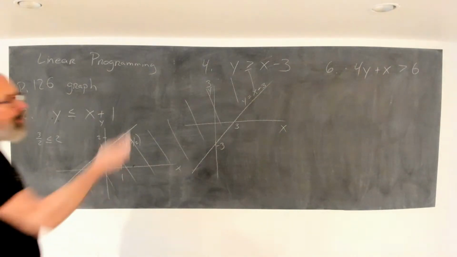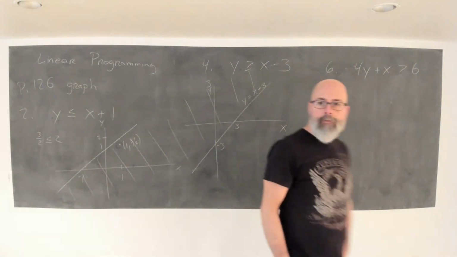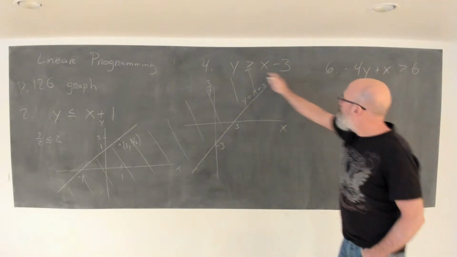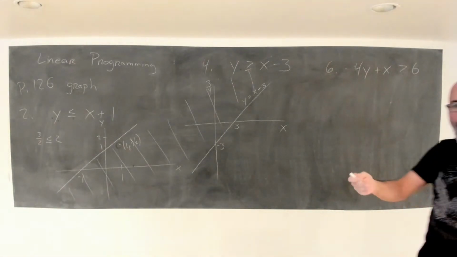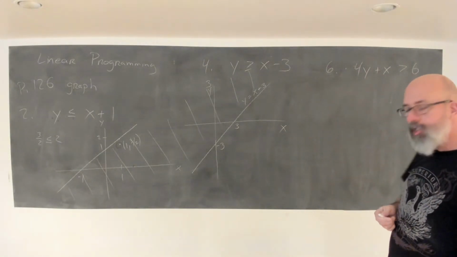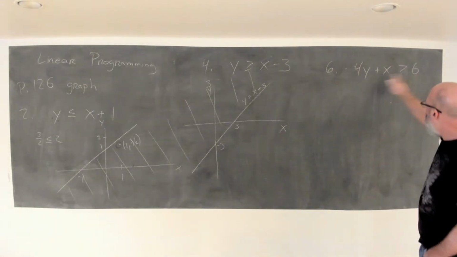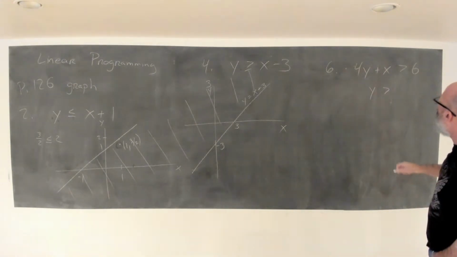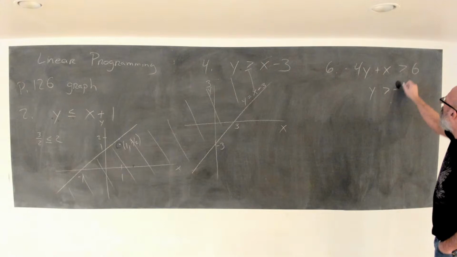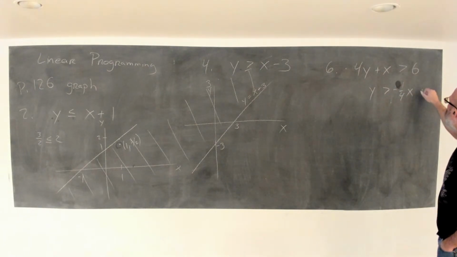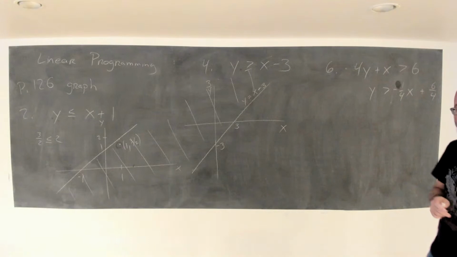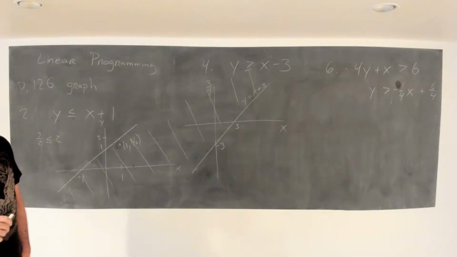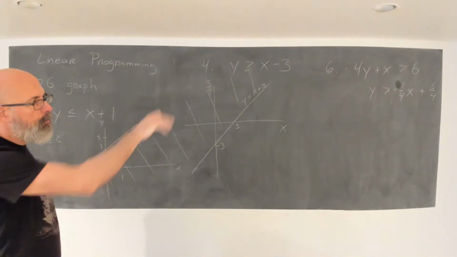What about a strict inequality? Not bigger than or equal to, just bigger than. How are we going to distinguish between the two? First of all, why don't we isolate y here? This is the same, bring that over as y bigger than negative 1/4 x plus 6/4. Is everybody comfortable with that? These two things mean the same thing.